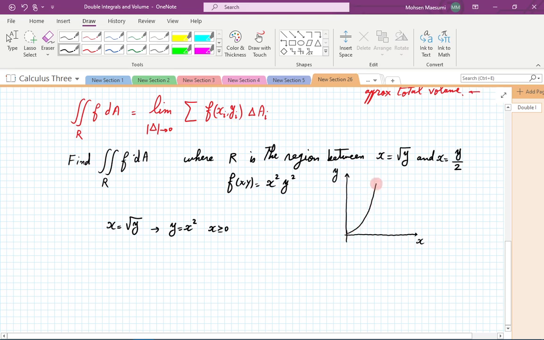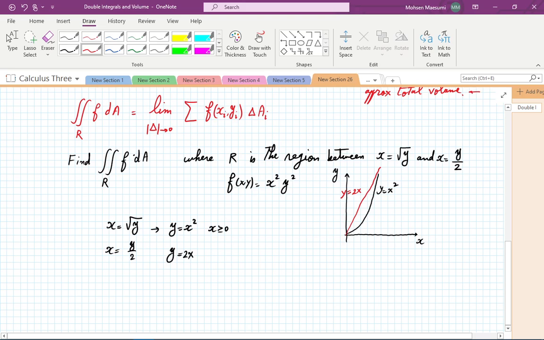You see it over and over again. So y equal to x squared with the restriction that our x is positive. Well, how about x is equal to y over 2? Again, we are more comfortable with looking at this as y is equal to 2x. So y equal to 2x we know is a straight line with slope 2, so it's going to look something like this. So this is y equal to 2x.